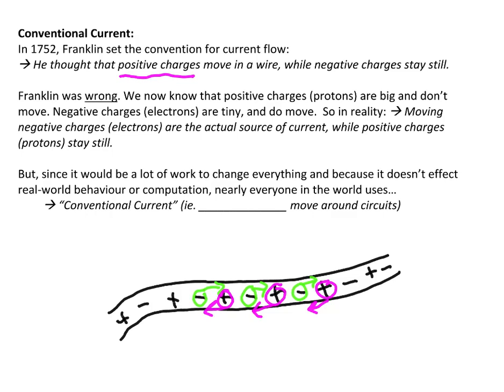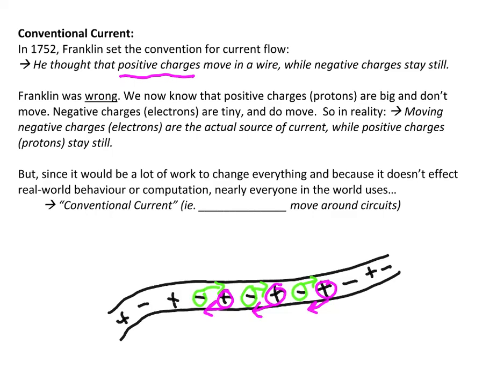Turns out that that was wrong. That's not the case at all. Now we know a little bit more about the details at a smaller level. Positive charges are protons, and protons are actually really big compared to an electron, a lot bigger than an electron. So protons in a wire are fixed in place. They're not going anywhere.